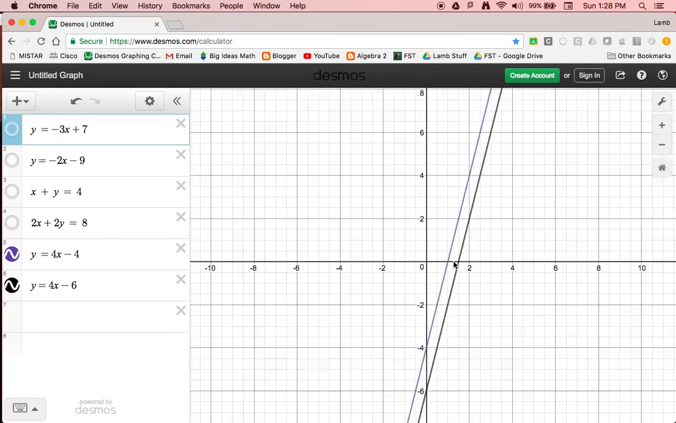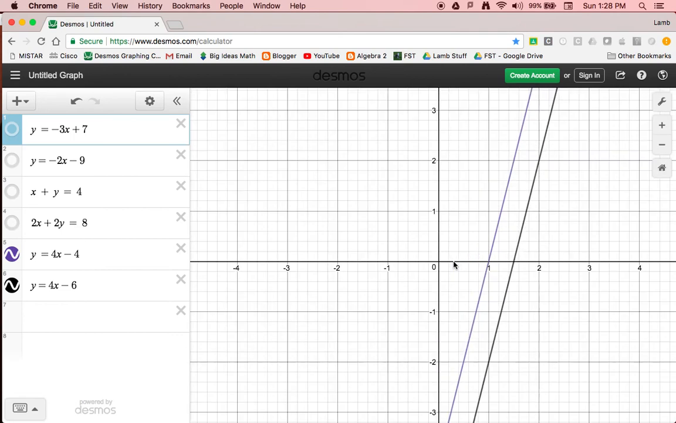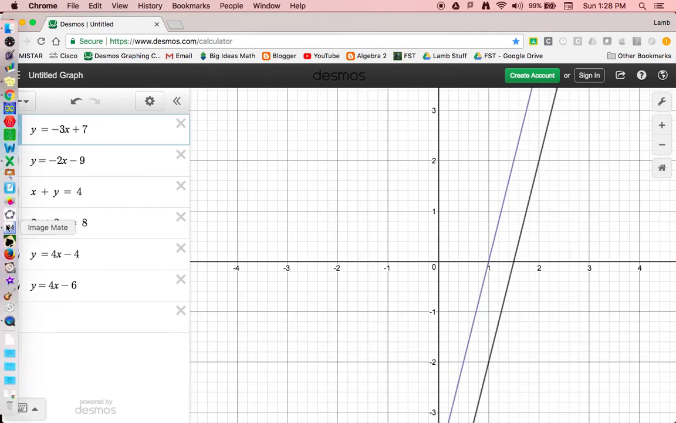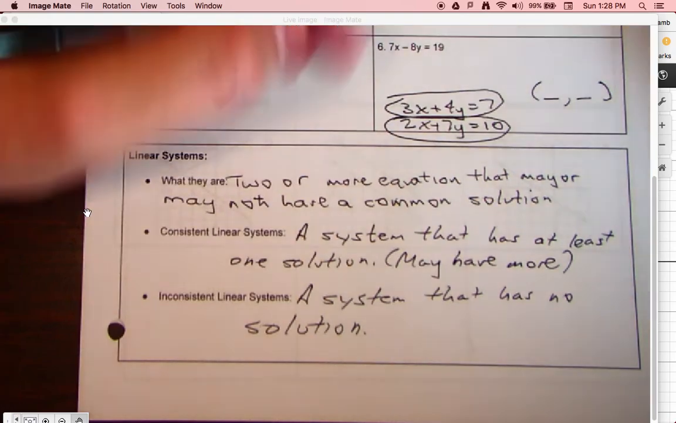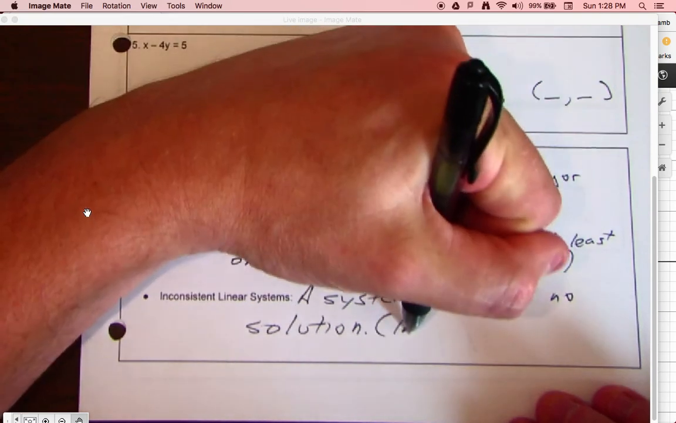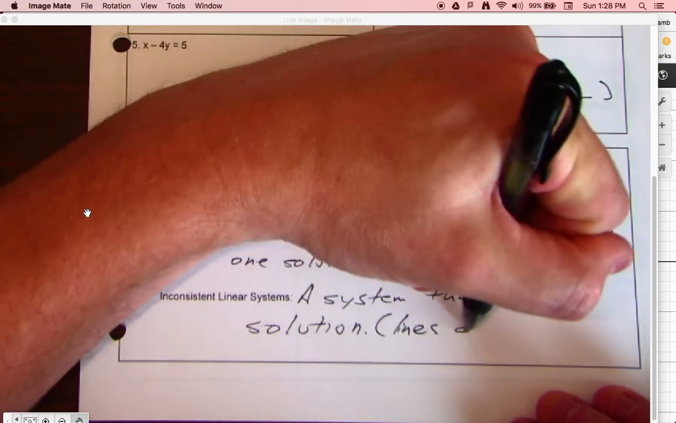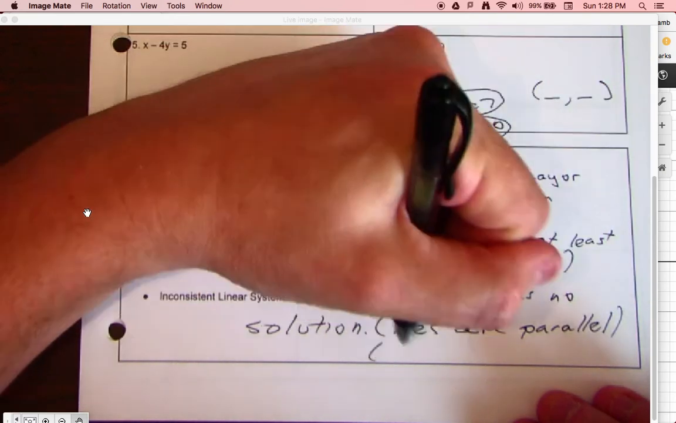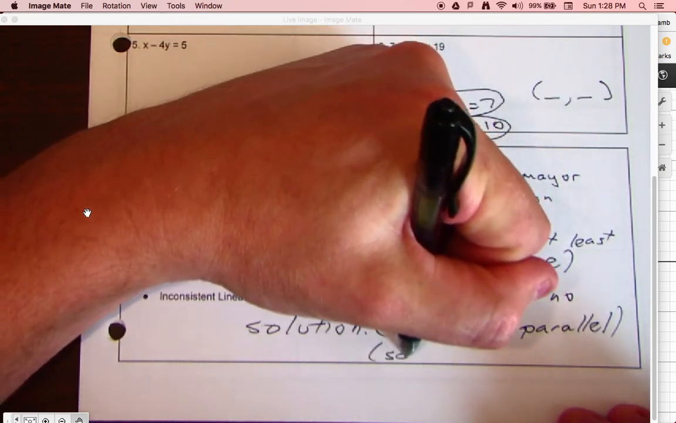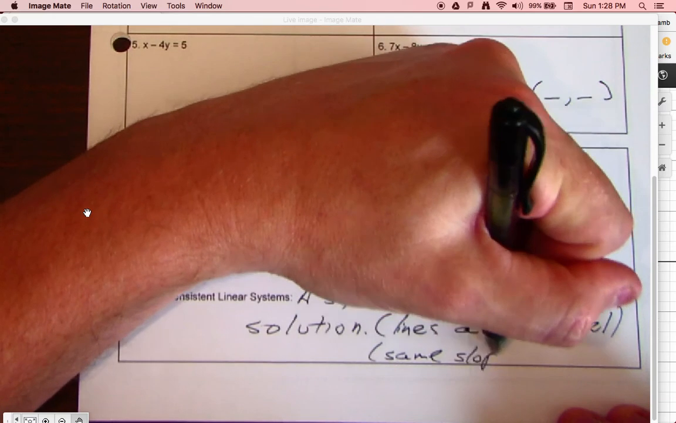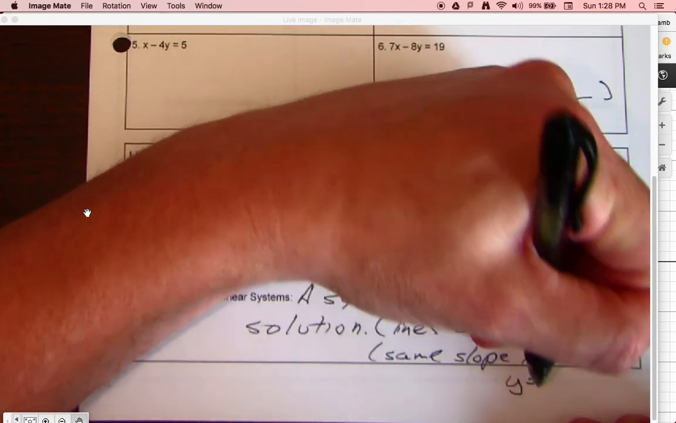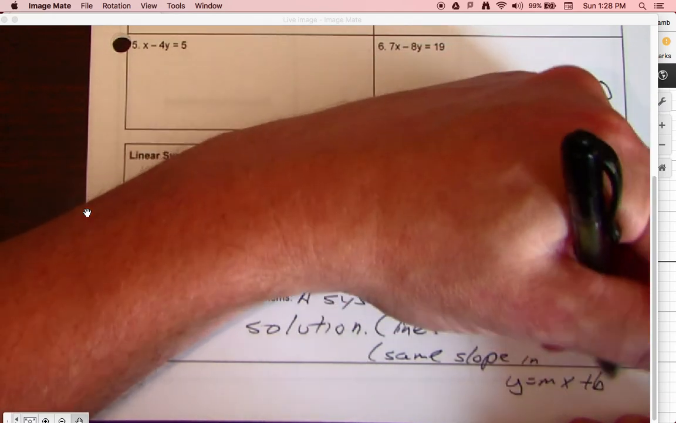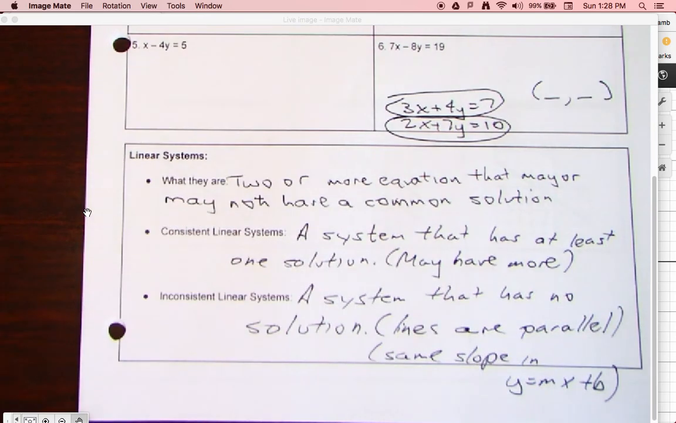I think we can understand the fact that these two lines will never cross each other. So that's what we call an inconsistent system. It has no solution, and let's write a couple of other things. Let's say the lines are parallel. And what do we also know about parallel lines? Same slope in our slope-intercept form, y equals mx plus b. So that's the idea of what a linear system is, what a consistent linear system is, and what an inconsistent linear system is.